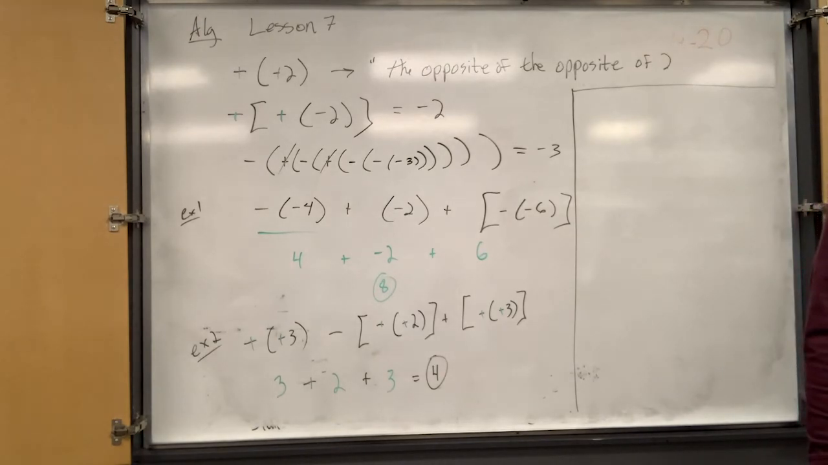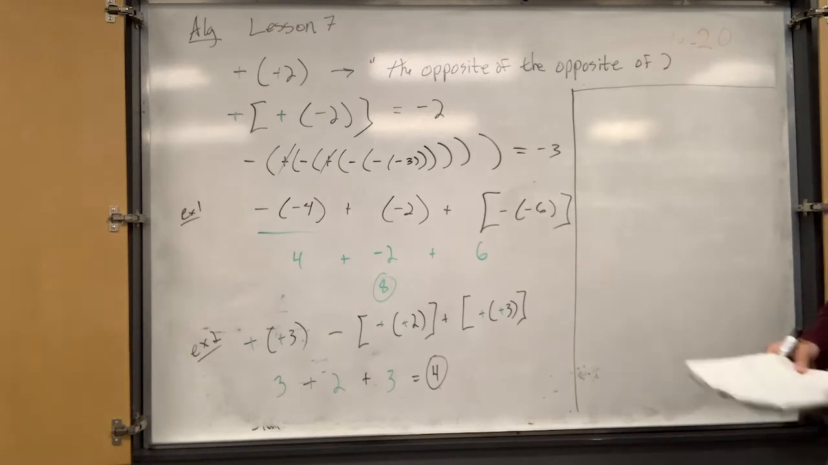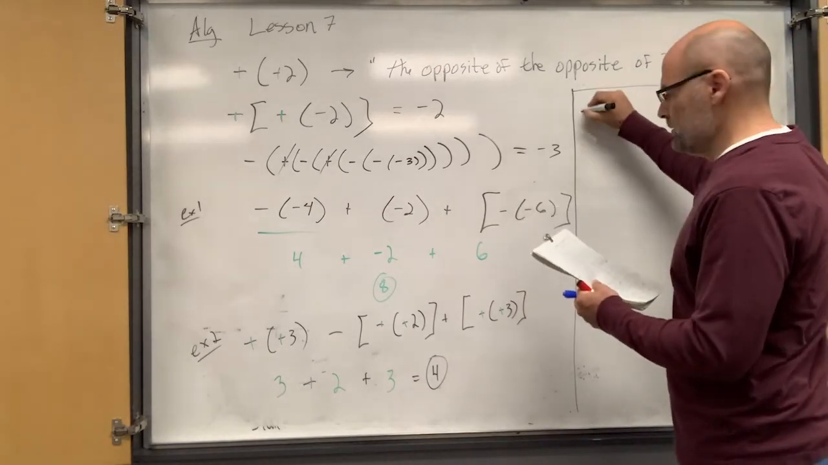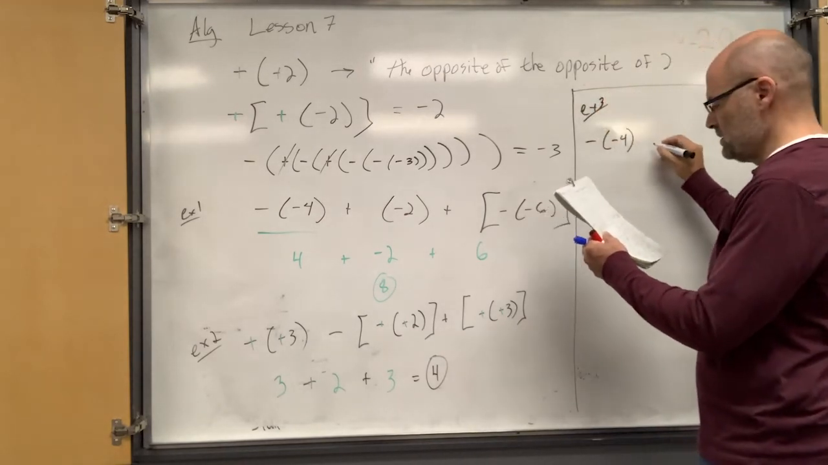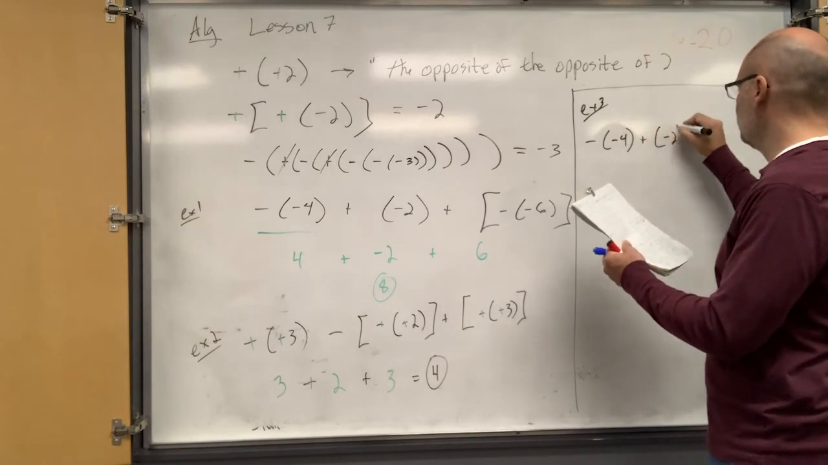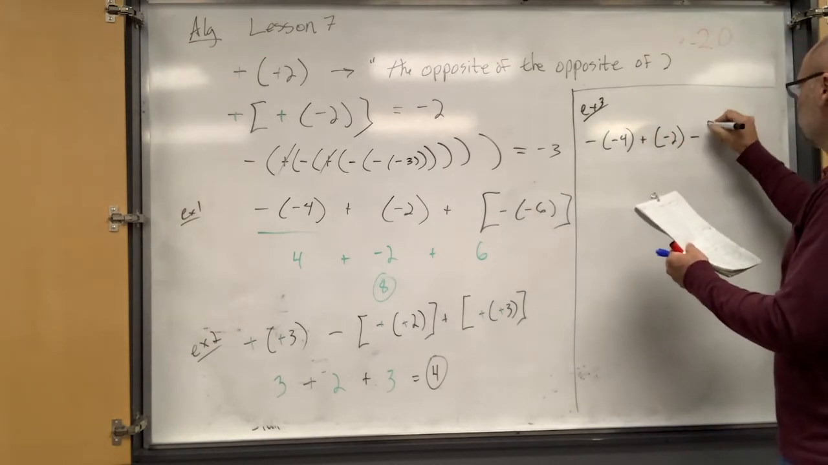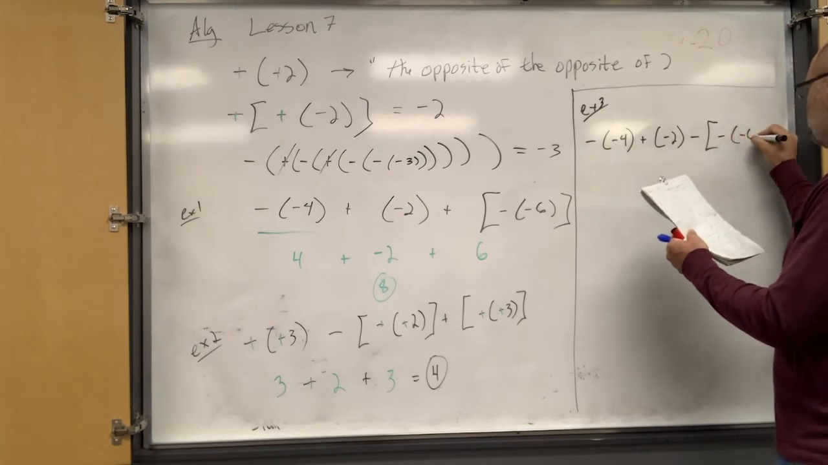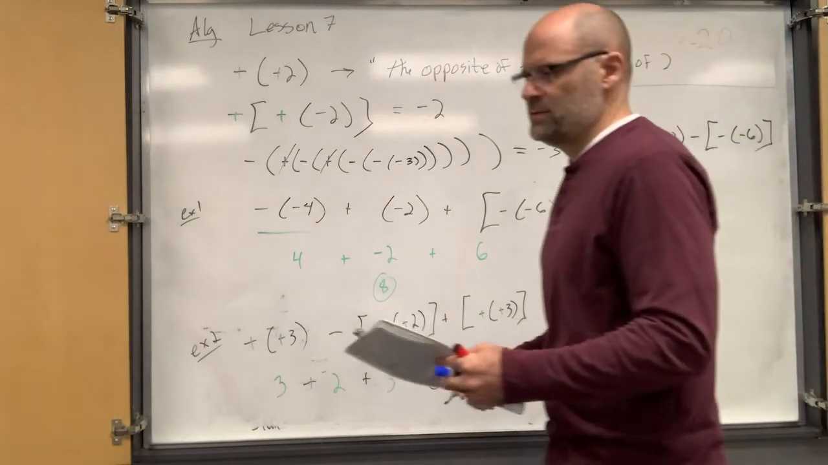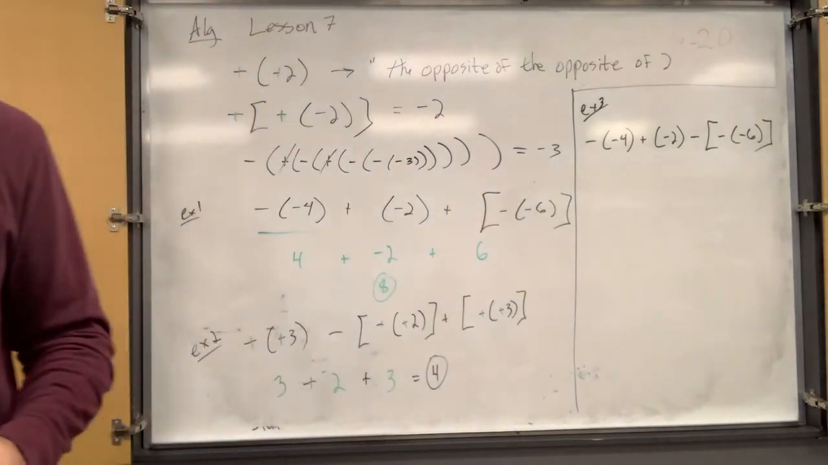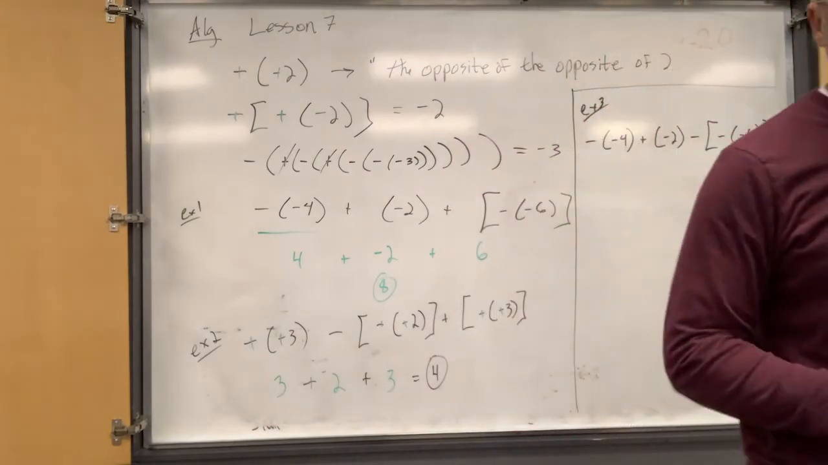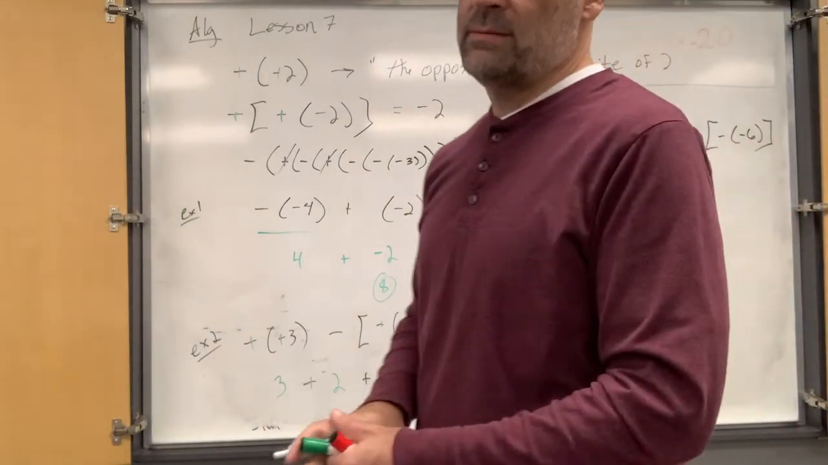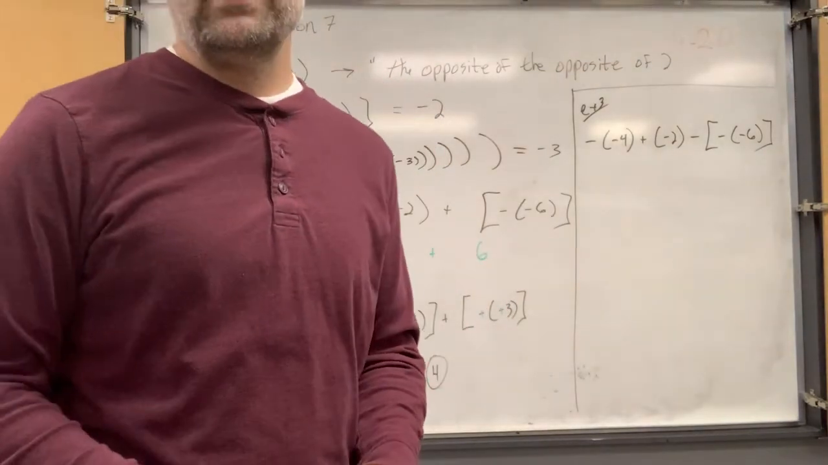All right. Let's just do one more example and then we'll move on to lesson 8. All right, here's example 3. -4 plus -2 minus -6. So why don't you guys try this on your own, get an answer, and then we'll compare them together when you're done, okay? So take a minute and try this. Try this on your paper.